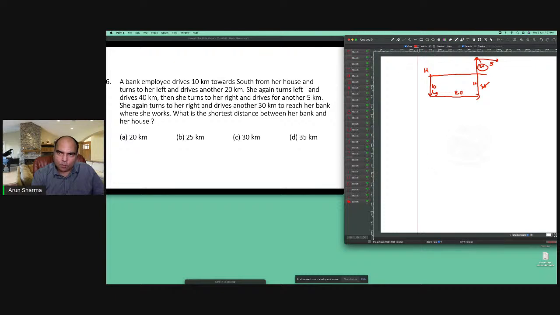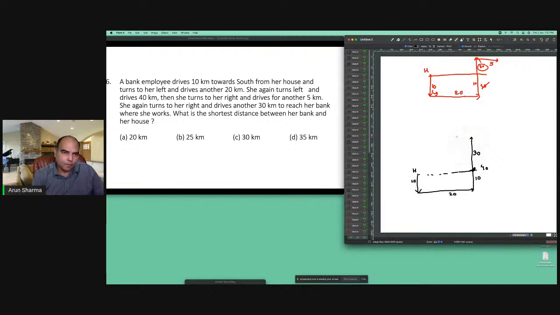Maybe I'll redraw her whole picture below so that I can actually make it in the correct proportions. If this is a house, she's gone down by 10, then turned left, gone left by 20, then gone north by 40. Out of that 40, 10 will be spent in recovering the distance to the house. She's now east of the house at this point, and then she's gone 30 more on top, and then she turns right and drives another 5 kilometers.